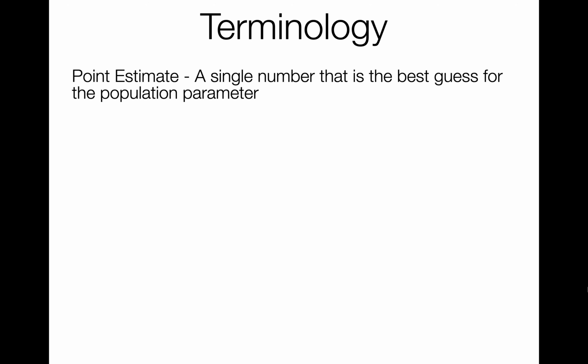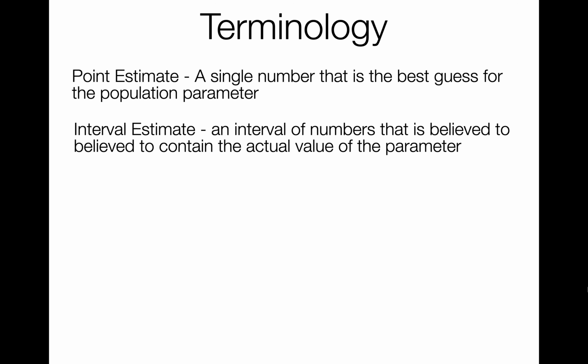The first is a point estimate. Okay? A point estimate is a single number that is sort of our best guess. If I made you give me a single number, this would be the number that you'd give. Okay? A single number that's the best guess for the population parameter, that true value that we want to know.